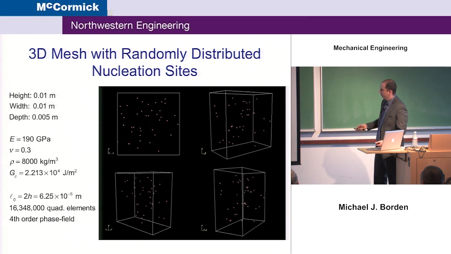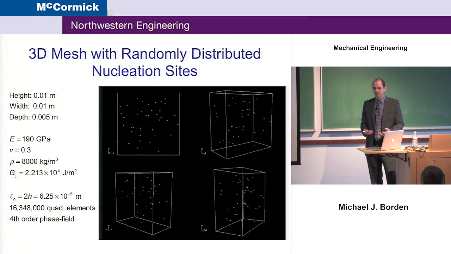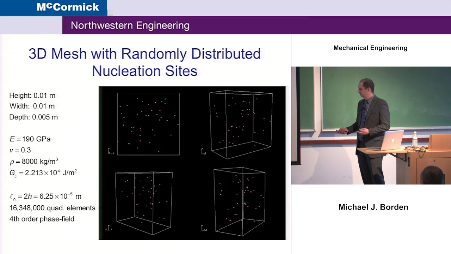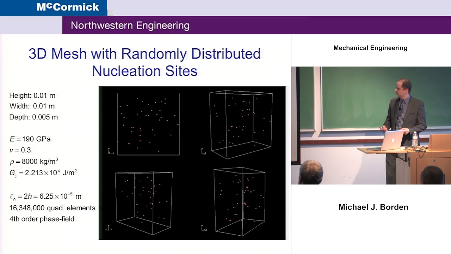One thing I want to point out here is that we're doing 16 million quadratic elements. We're using our 4th order phase field theory. So this is a very large problem. This is starting to get heavy-duty computing. These are, again, our quadratic elements. 16 million elements means there's close to, what is that, 64 million degrees of freedom in this problem.